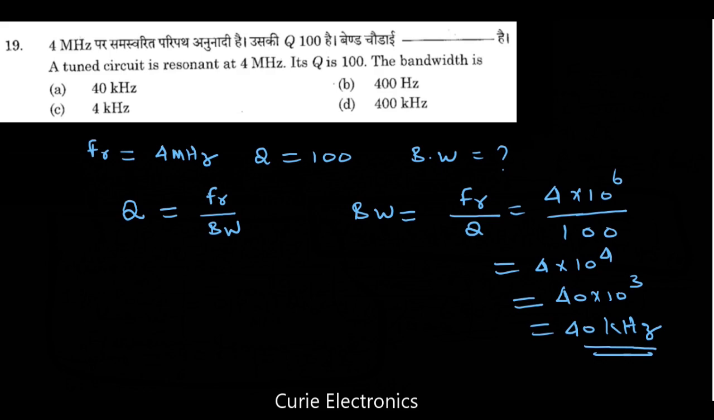So you should know this. What we should know? We should know this equation. Q factor, quality factor, equals resonance frequency upon bandwidth.